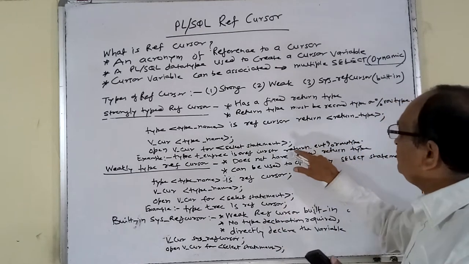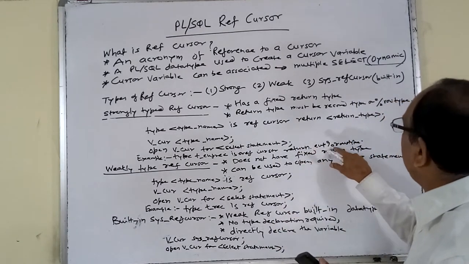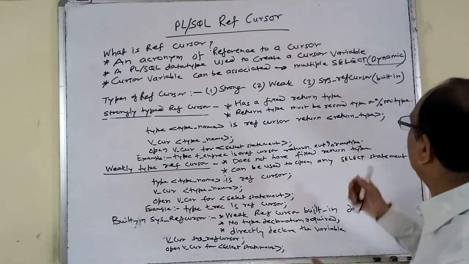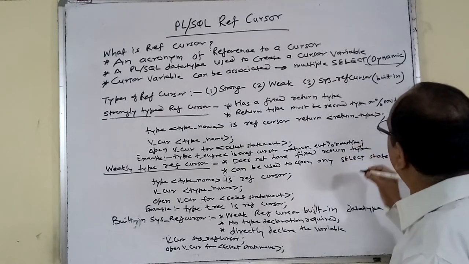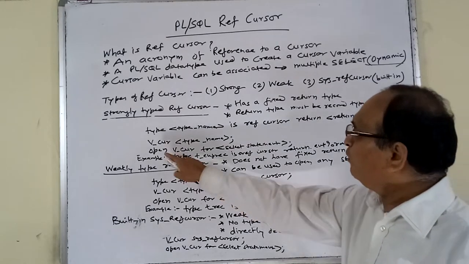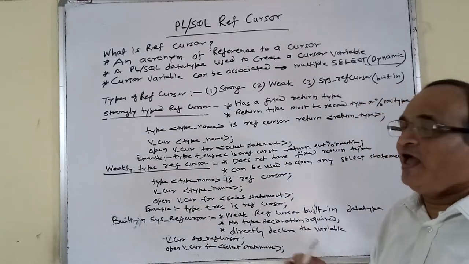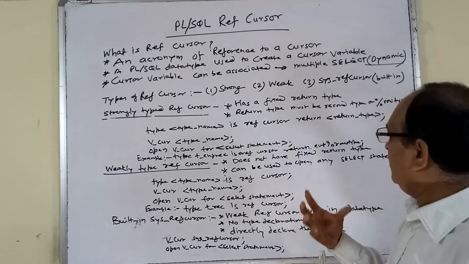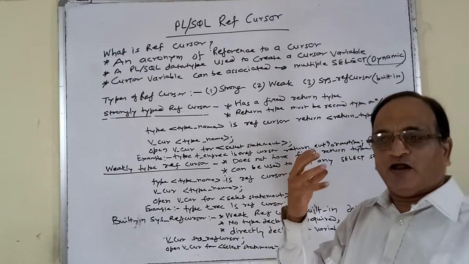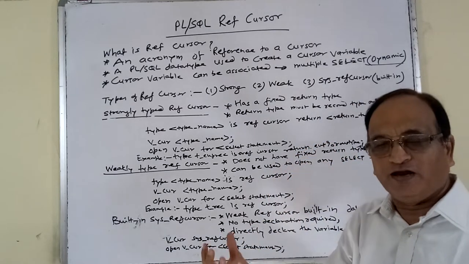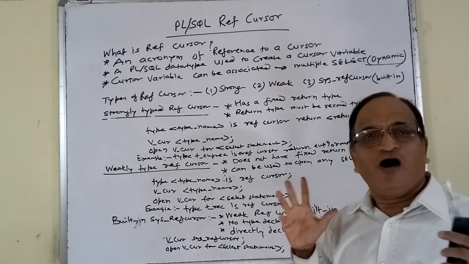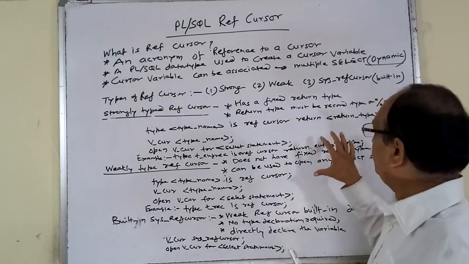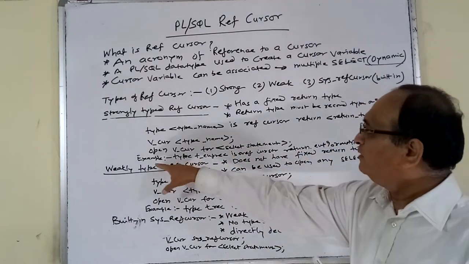That is why the return data type says emp%rowtype, as you can see over here, with a semicolon at the end. So this is actually a strongly typed cursor, because the compulsion of this cursor is to return the entire row of the emp table. So we call it a strongly typed cursor.